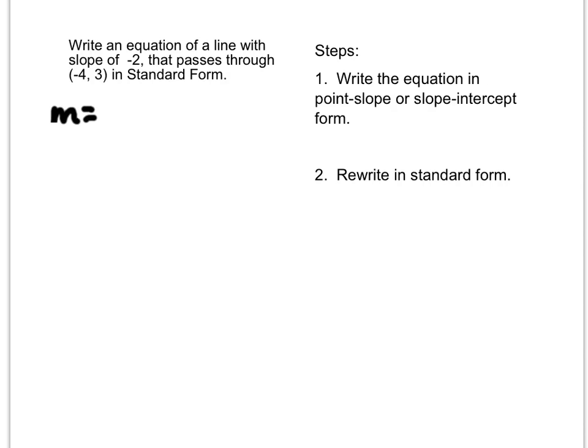So first thing I'm going to do is write down m equals negative 2. And then I've got my point, 4, 3. And of course this is my x and this is my y.